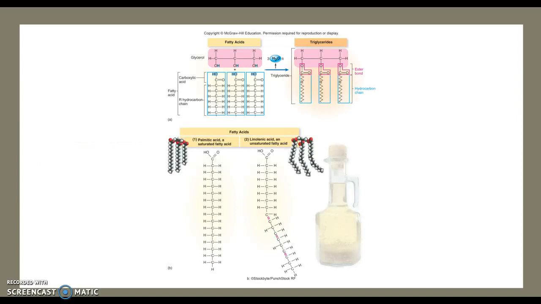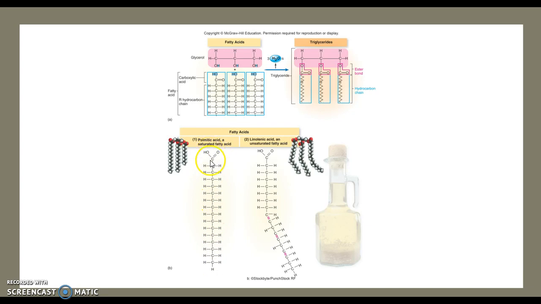This is an example of what a triglyceride looks like. So when we take 3 fatty acids, as seen here, 1, 2, 3, and we remove the water, then we form a triglyceride. So here is our glycerol. Here's our ester bond that forms when we remove the water, and then here are the hydrocarbon chains or the fatty acid chains.